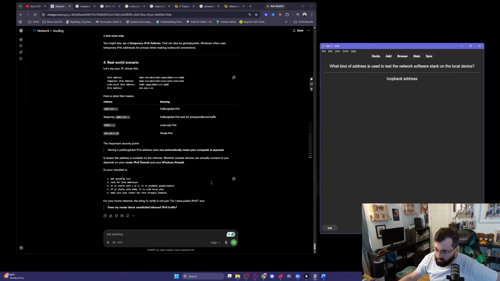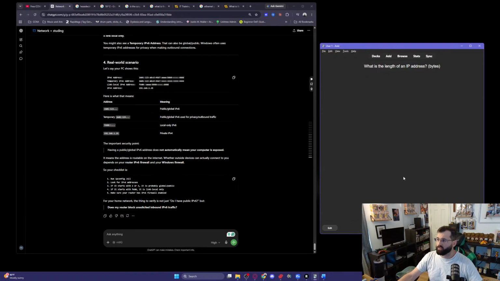Very, very interesting. Okay, so what kind of address is used to test the network? Oh, it's a loopback address. What is the length of the IP address in bytes? It's 32. Oh, bytes, not bits. 4.